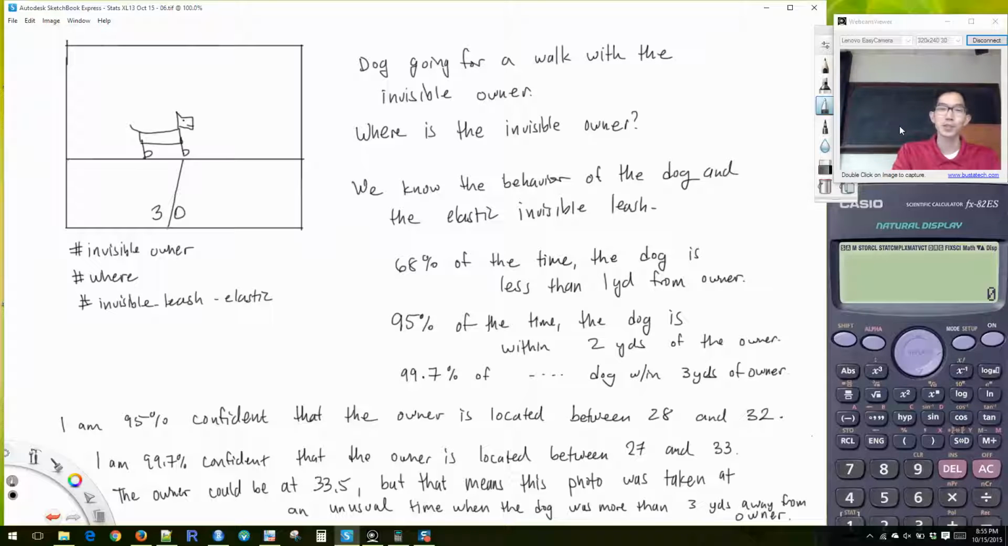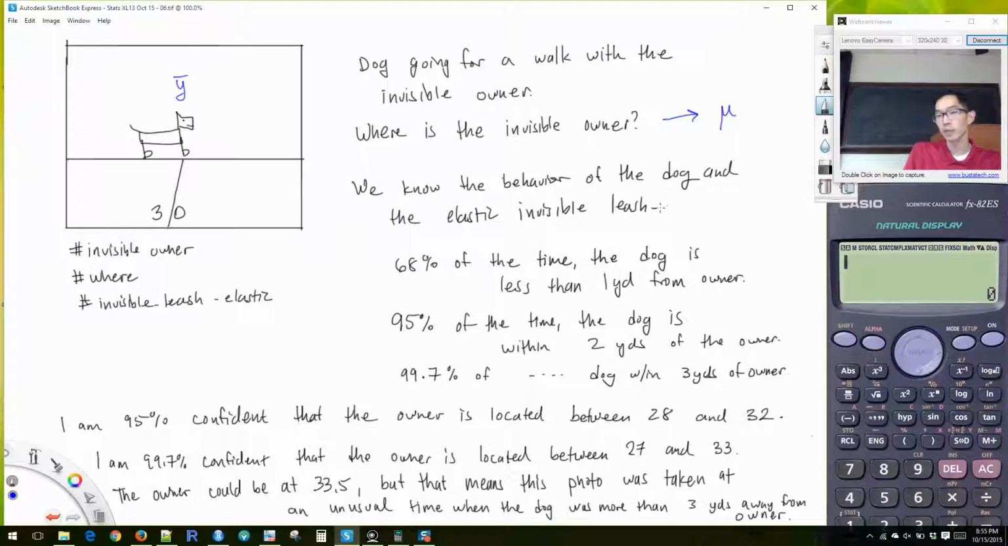Okay, so let's go back to our confidence interval then. So this is supposed to be an analogy where the location of the dog is what we observe, the y bar, our sample mean. So we know the value of our sample mean, we know the location of the dog. The location of the invisible owner, this is mu, okay? So the location of the invisible owner is unknown to us, and that would be the mean of the population.